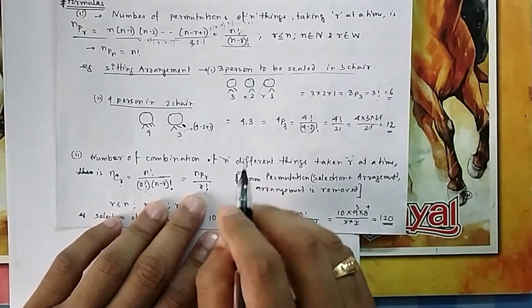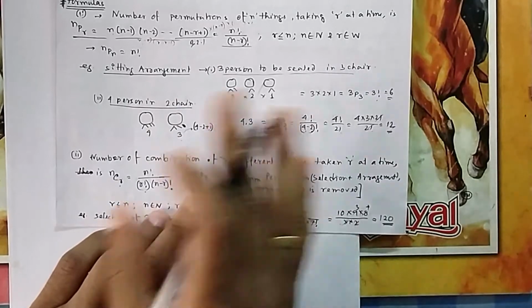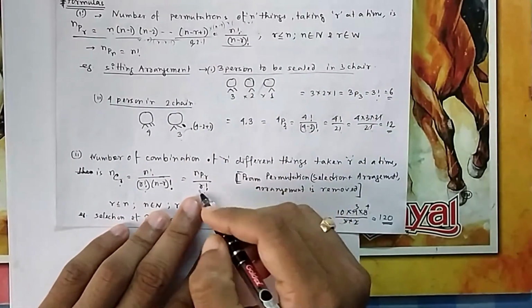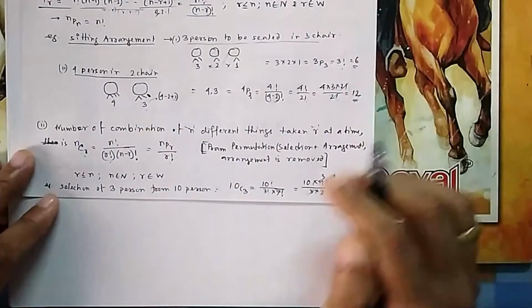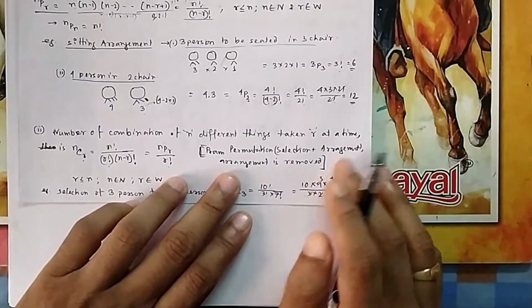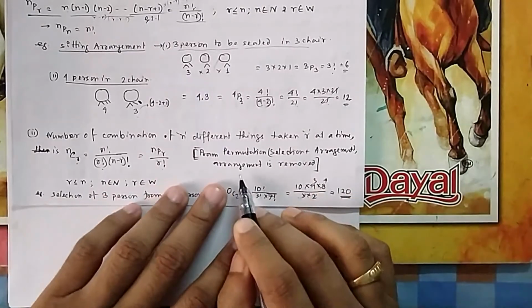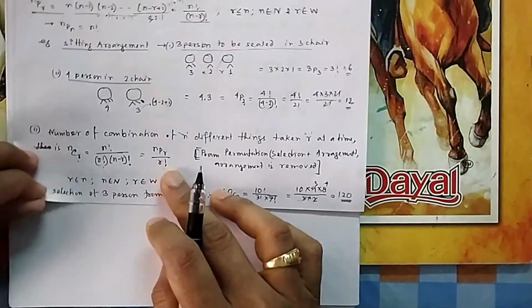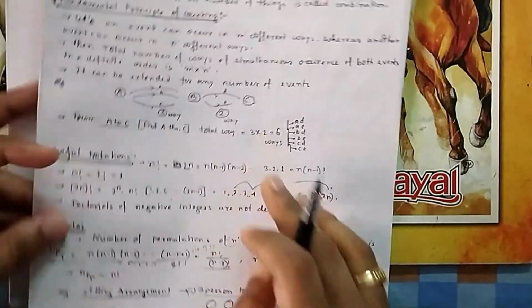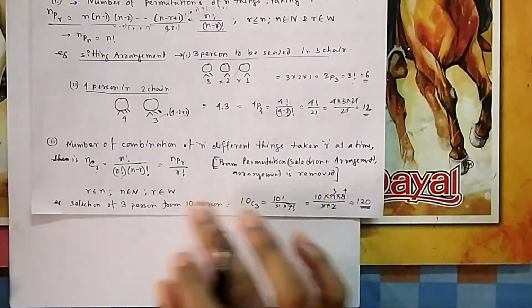So exclusion is done by dividing. Suppose I don't want to dry that cloth, so that drying portion has been eliminated. How? By dividing by this one. So from the permutation, selection plus arrangement, your arrangement is removed. This is the way to remove. This is the way to include by multiplying, and this is the way to remove by dividing.